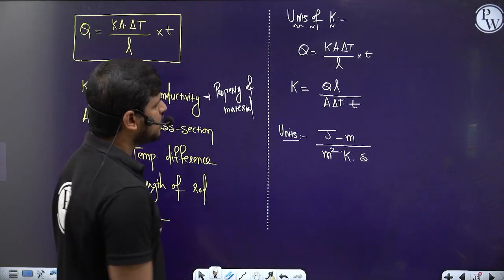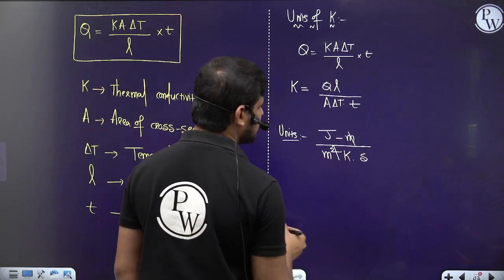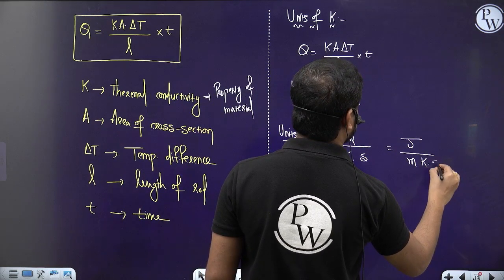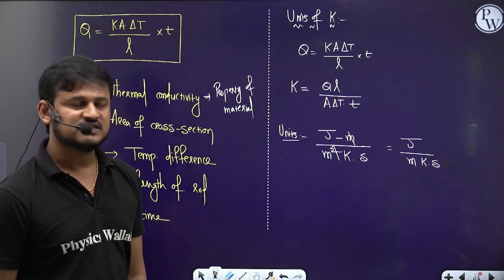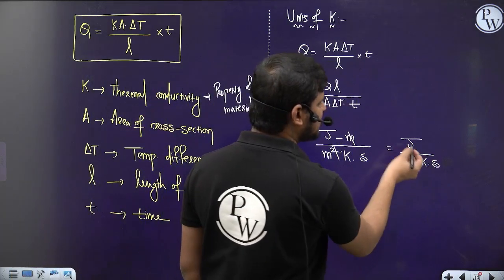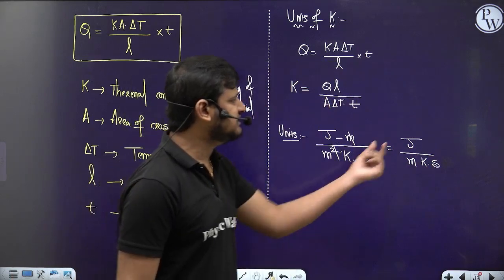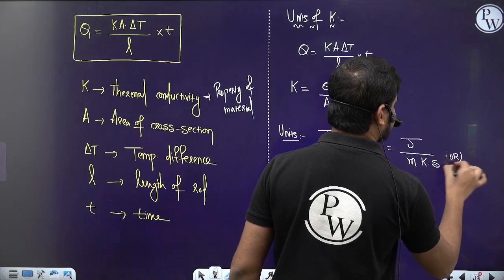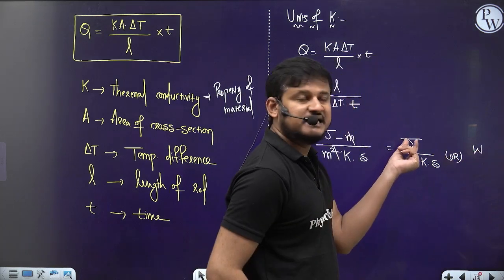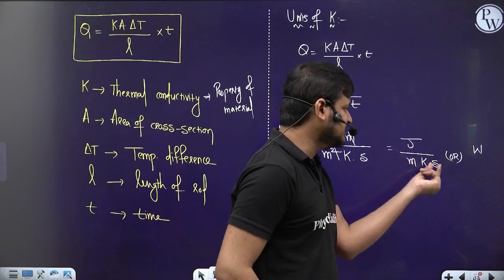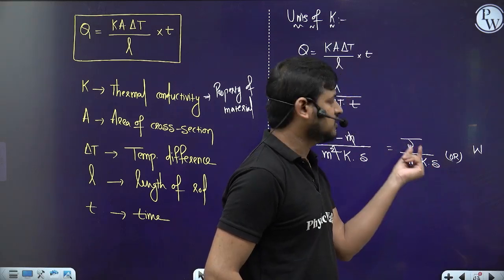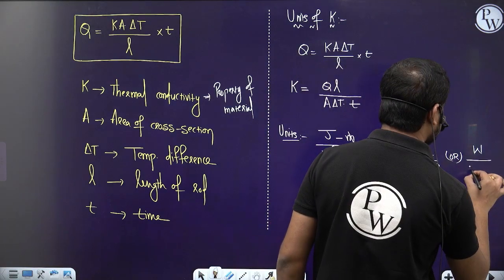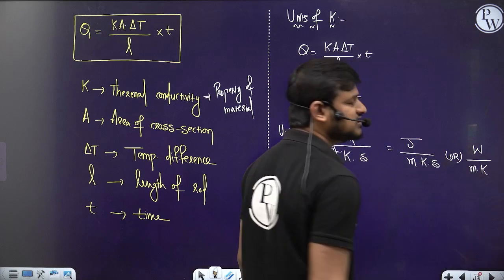Now here one meter gets cancelled, so we can write joule per meter Kelvin second. Joule per second is also called energy by time, so it can be represented as watt, power. Heat is nothing but energy, and energy by time is the power. Power unit is watt. So watt per meter Kelvin. These are the units.